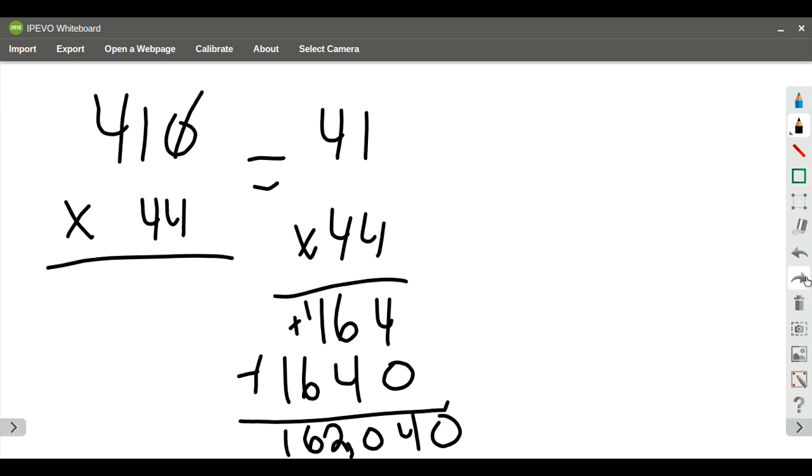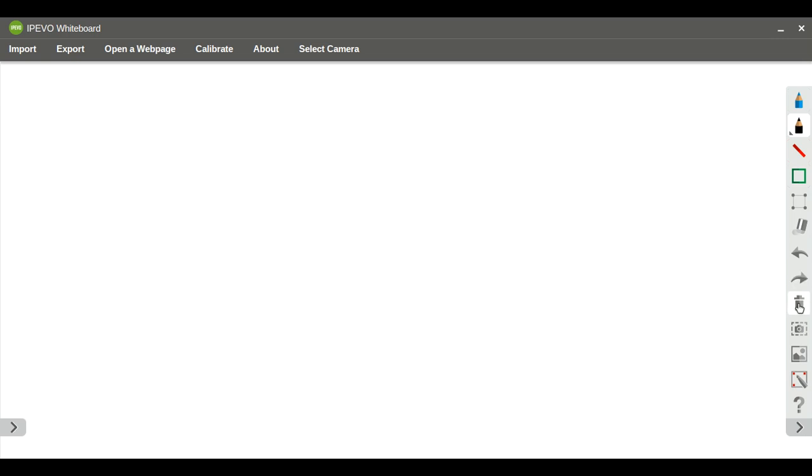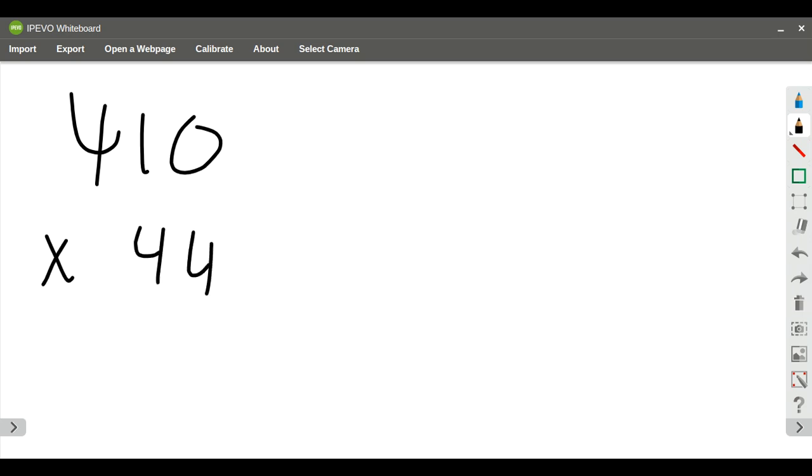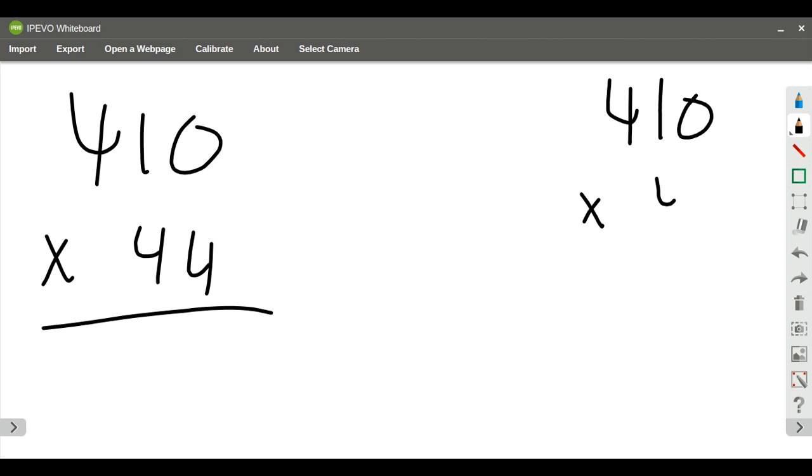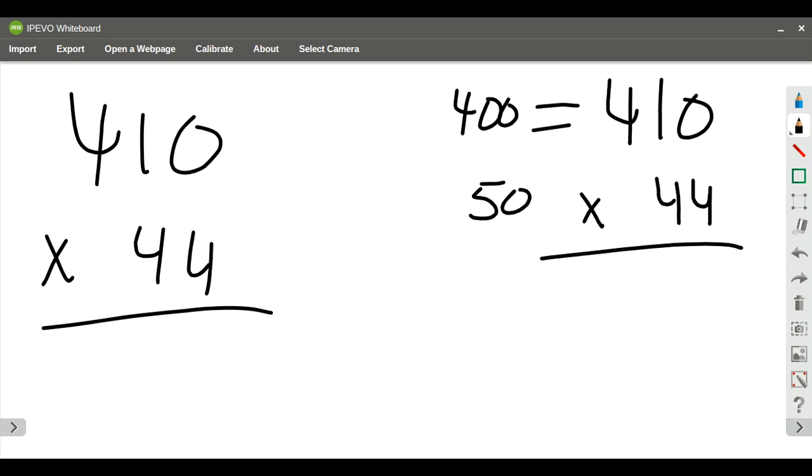So let me go back and look at that problem again. And this time I'm not going to take the 0 off, just to make sure. First thing I need to do is I forgot to do my reasonable answer. So I'm going to do 410 and multiply that by 44. So this is going to be 400. This is going to be 50 because it's nice and easy. So my answer is going to be near 20,000.